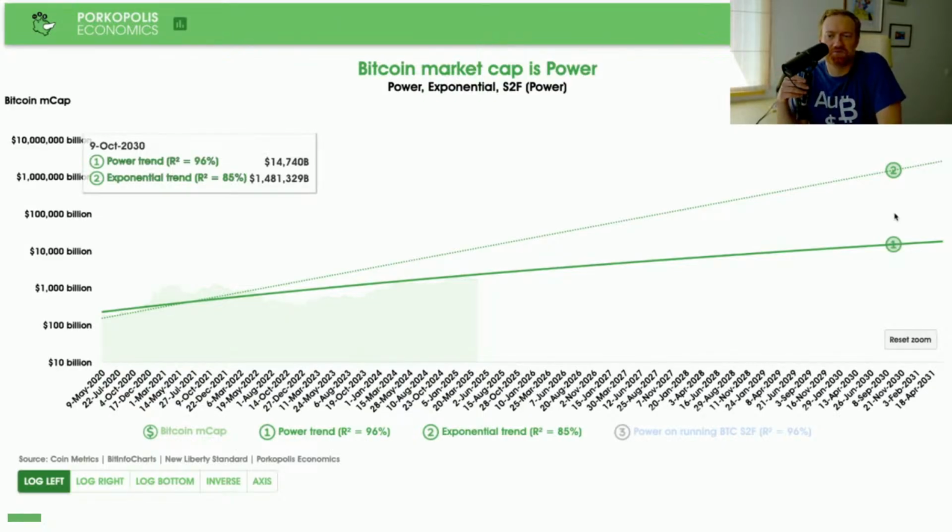Do you understand what it says when it's saying 1,481,000 billion? Do you understand what that number is? It's a quadrillion dollar equivalent. So if Bitcoin was actually on an exponential trend, then by the end of the decade, when we should be meeting the exponential growth of the physical money supply, it would be at a $1.5 quadrillion market cap. A quadrillion is 1,000 trillion.